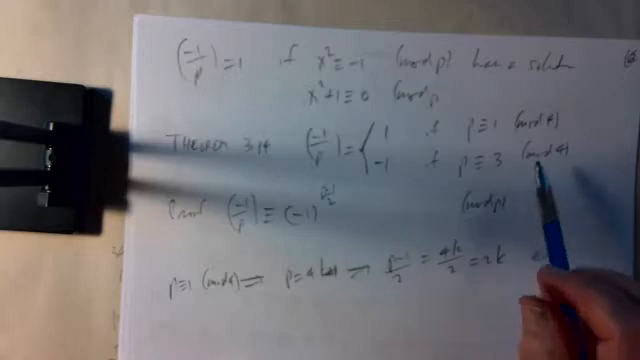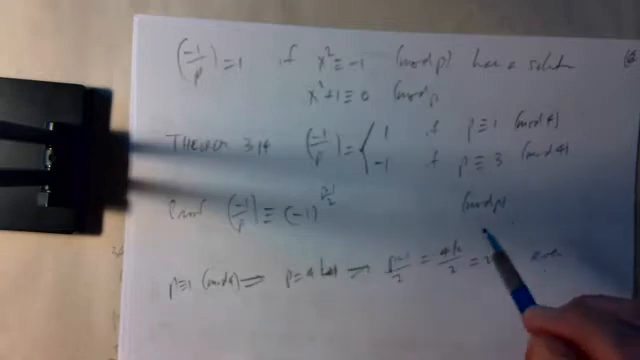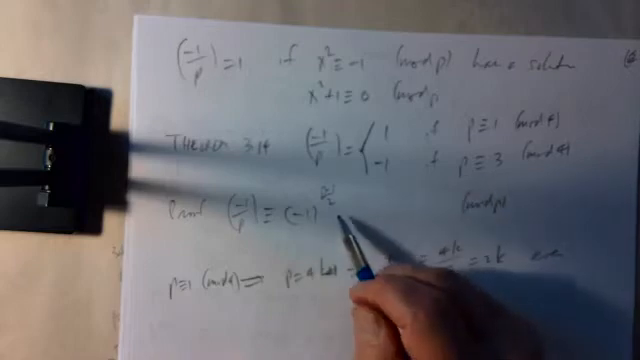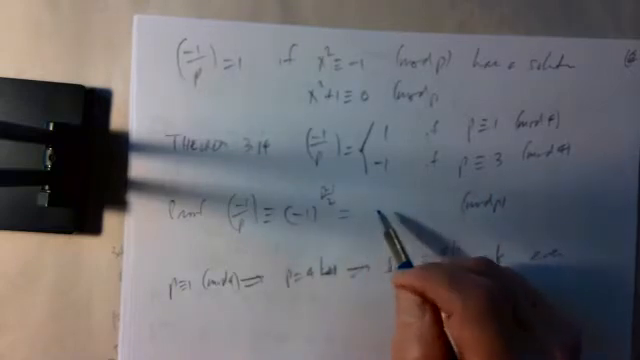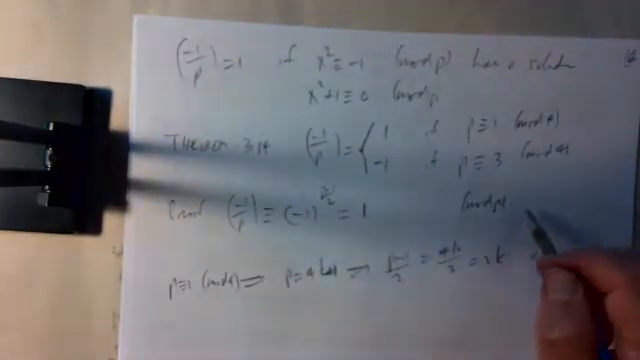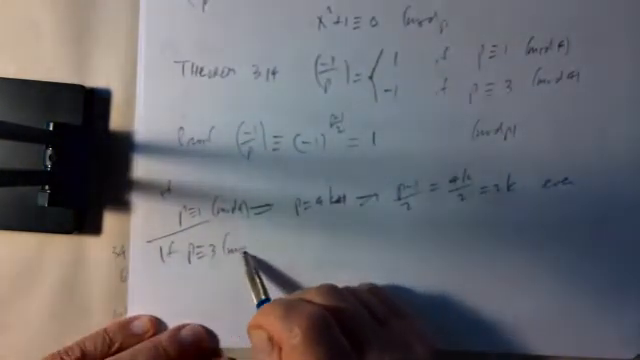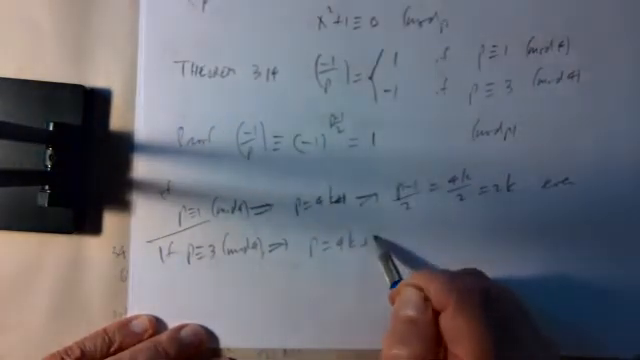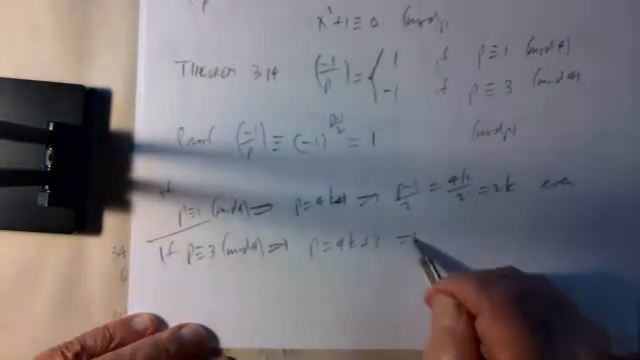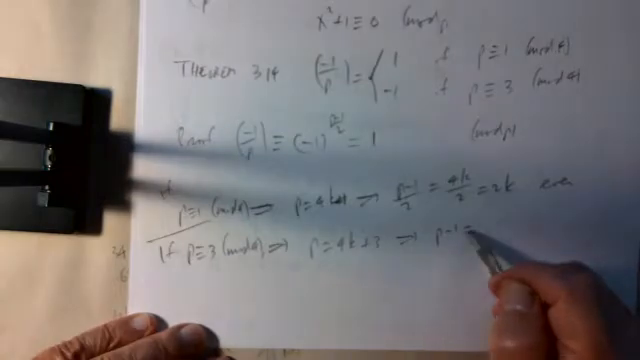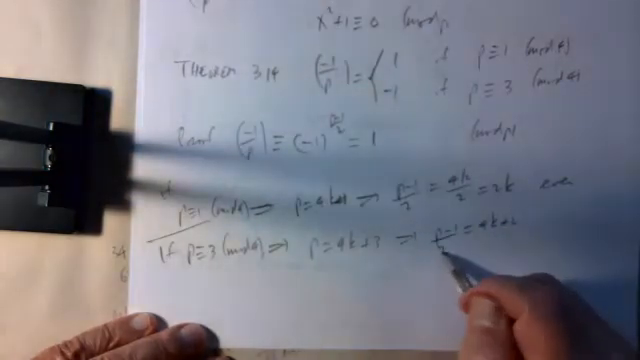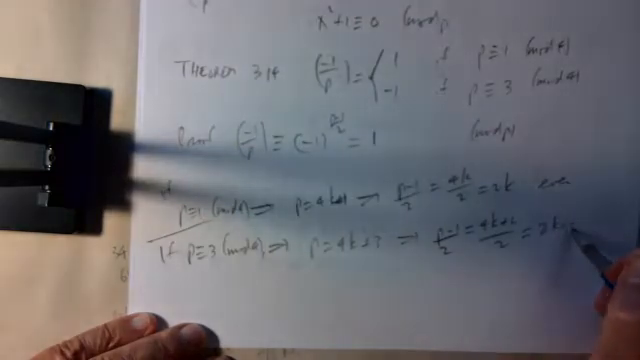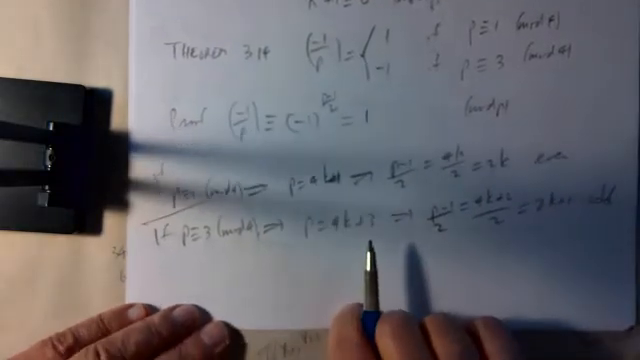So if p is congruent to 1 mod 4, this is minus 1 to an even number, which is plus 1. If p is congruent to 3 mod 4, that means p is 4k plus 3 for some k. So p minus 1 is 4k plus 2. Divide by 2, we get 2k plus 1, which is an odd number.